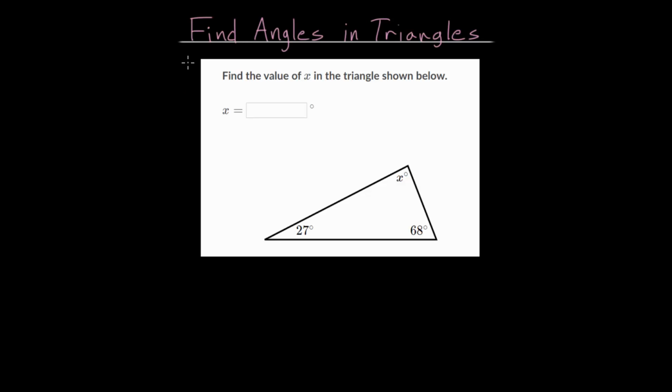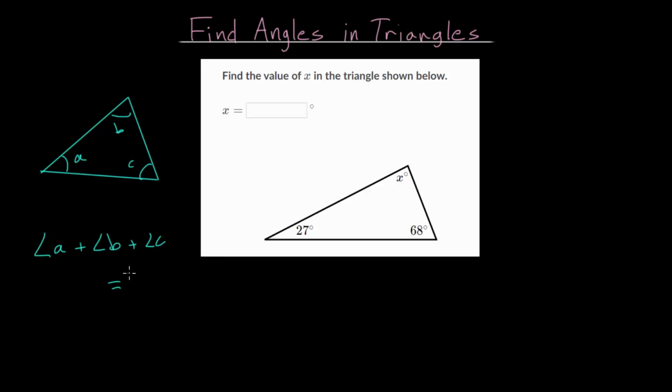In this video, I'd like to talk about finding angles in triangles. So when you have a triangle, the key piece of information that you need to know to be able to find any type of missing angle is what the three angles will add up to. So let's say we have angle A, angle B, and angle C, and these are all going to be different size angles. If we add these three together, they are going to equal 180 degrees.